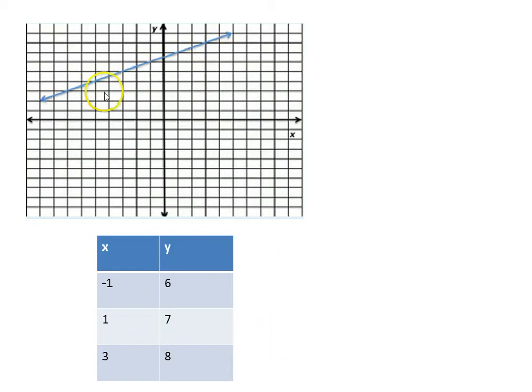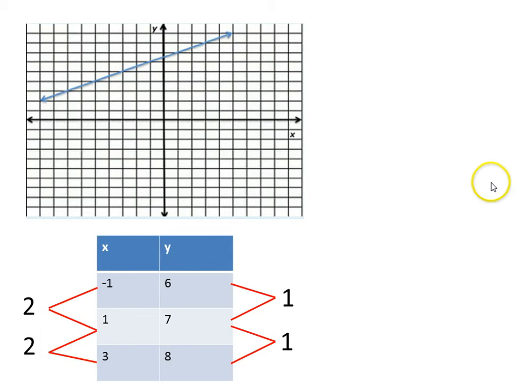All these points are on this line, and I'm going to do the same thing that I did with the previous two. Calculate the difference between negative 1 and 1, which is 2. Calculate the difference between 6 and 7, which is 1. Calculate the difference between 1 and 3, which is 2. Calculate the difference between 7 and 8, which is also 1. Then I take 1 over 2, and it's the same as 1 over 2.